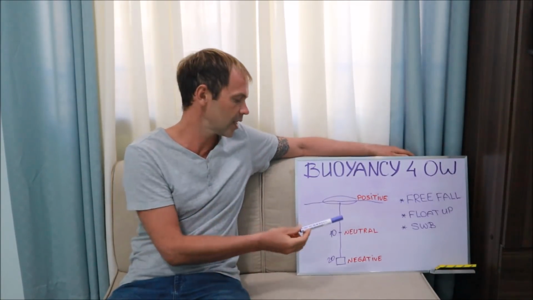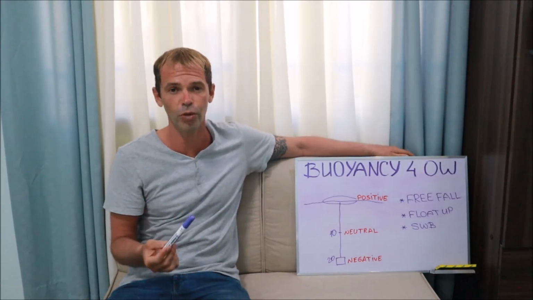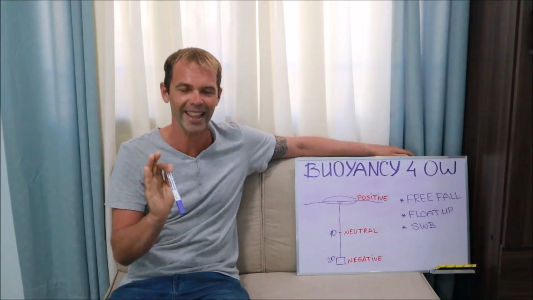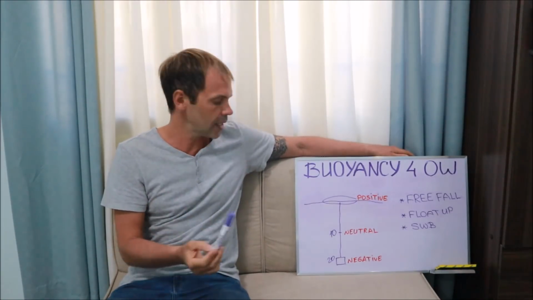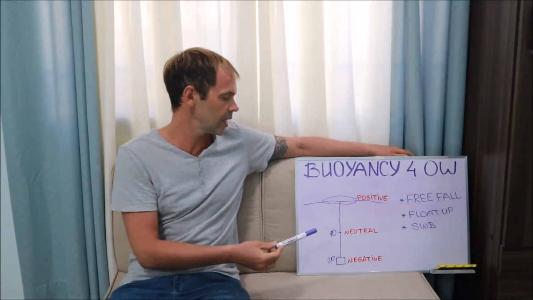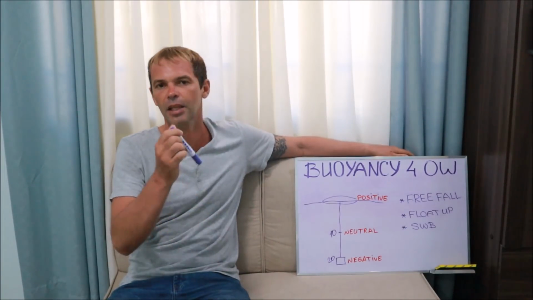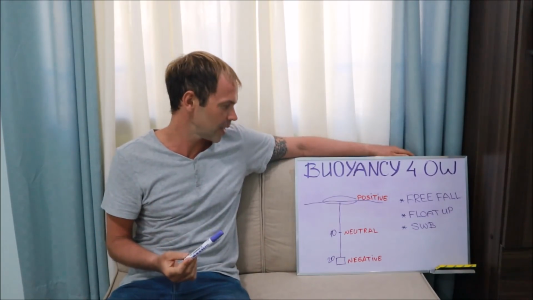The next buoyancy is a neutral buoyancy. Let's say a freediver at 10 meters has a neutral buoyancy, he's not sinking and he's not floating. So he's just hanging there at 10 meters without moving. And then the last buoyancy is a negative buoyancy. It is when a freediver, let's say at 20 meters, is not kicking, not pulling the line, he's just falling down. So this is a negative buoyancy.